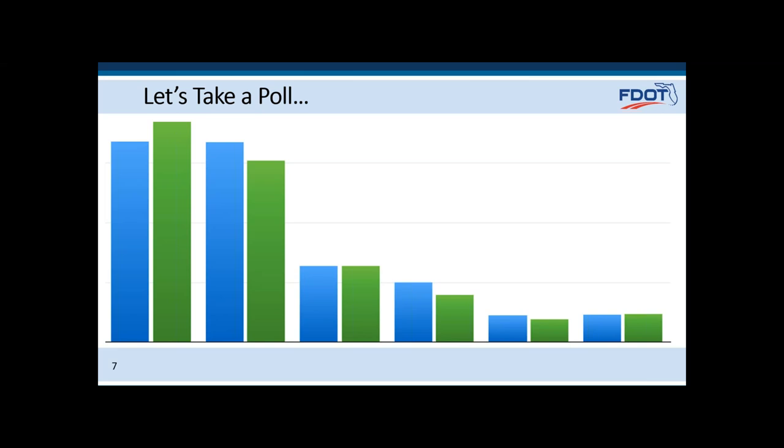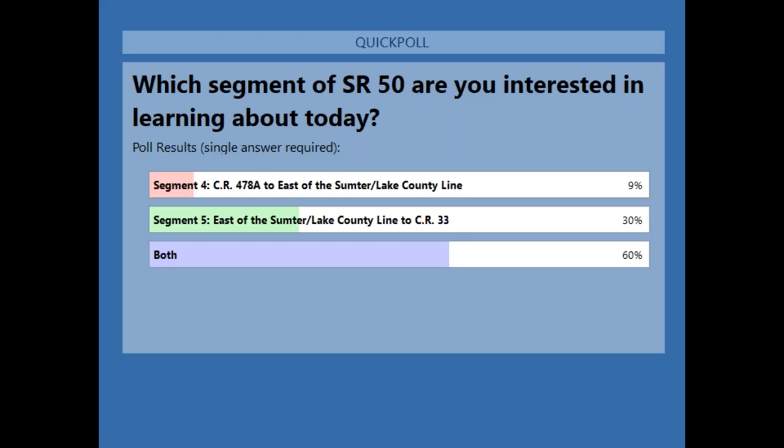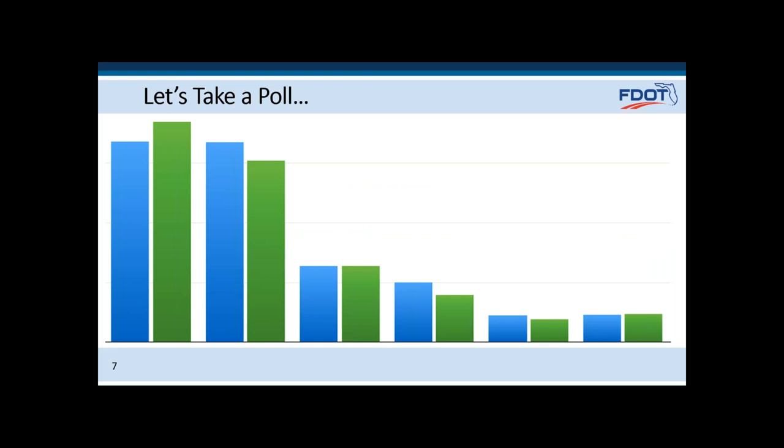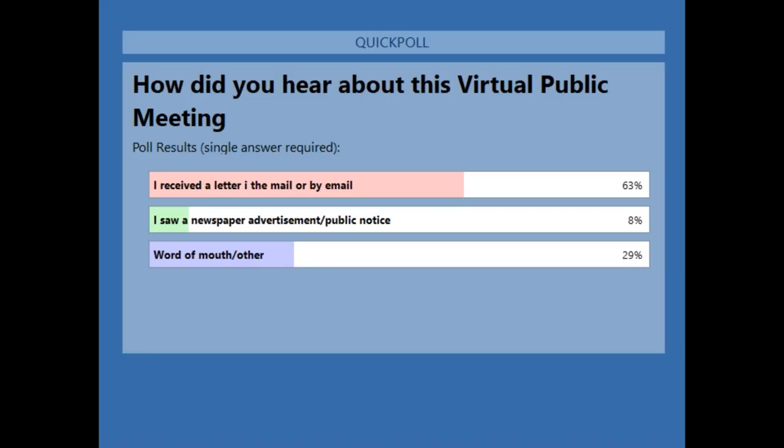Alrighty, let's go over the reviews of the polls. So it looks like most people are here to learn about both segments. Segment 5 has got a really solid lead over segment 4, but segment 4 is hanging in there. And it does look like most people received a letter or email about the public hearing. Oh, I'm sorry, public meeting. Actually, some people saw it in a newspaper. That's nice to know. And almost 30% of people heard about it from someone else.